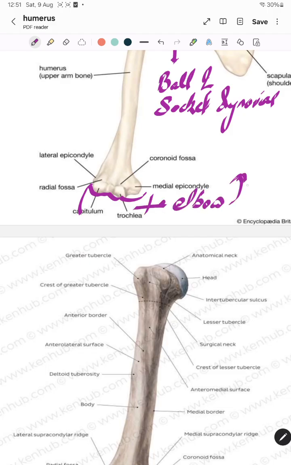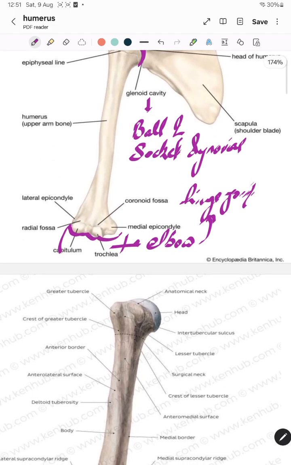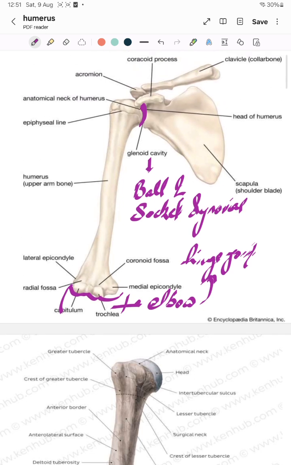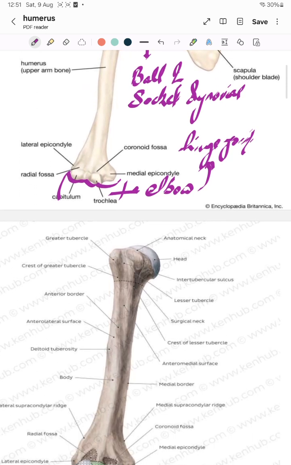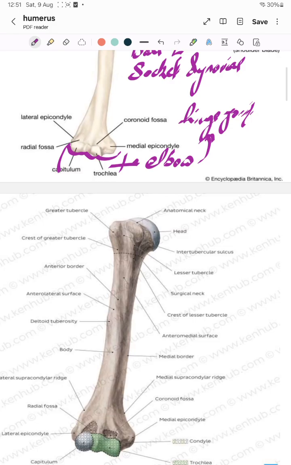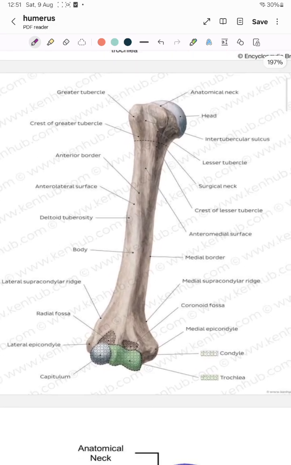Elbow is a hinge joint, synovial variety. So these are the two joints formed by the humerus. First is the ball and socket joint with the scapula, and the elbow joint is formed between the humerus, radius and ulna. It is a hinge kind of variety of synovial joint.